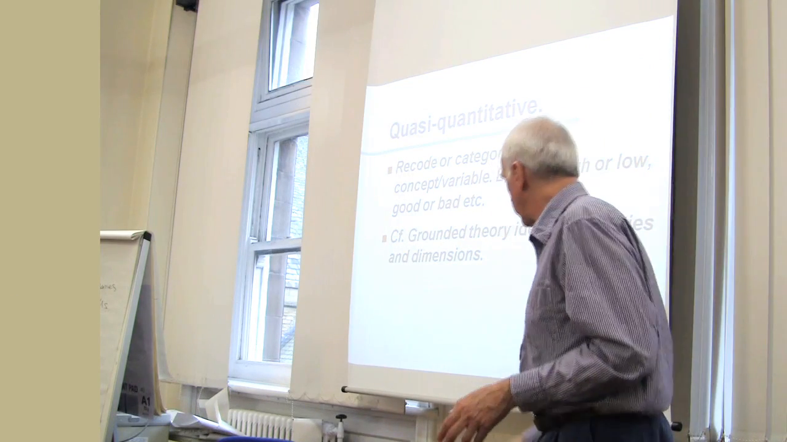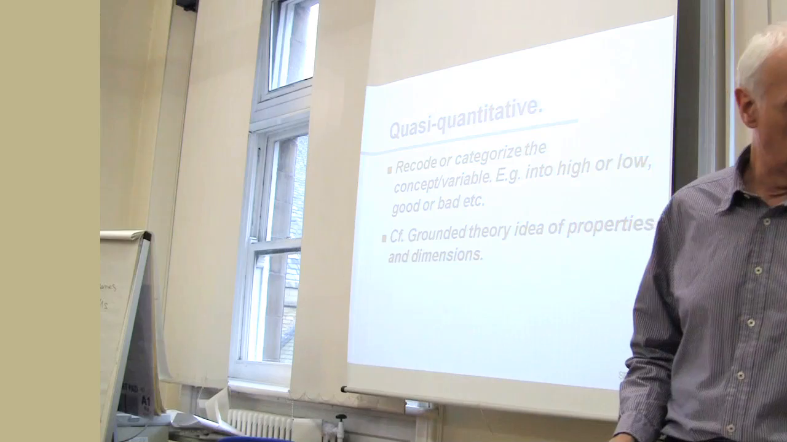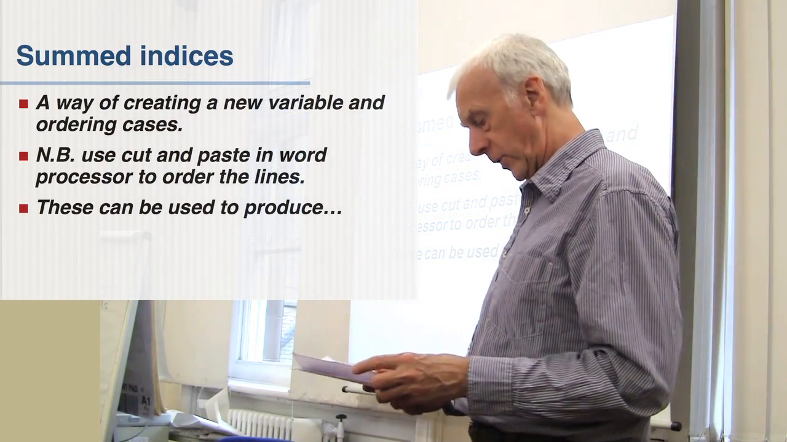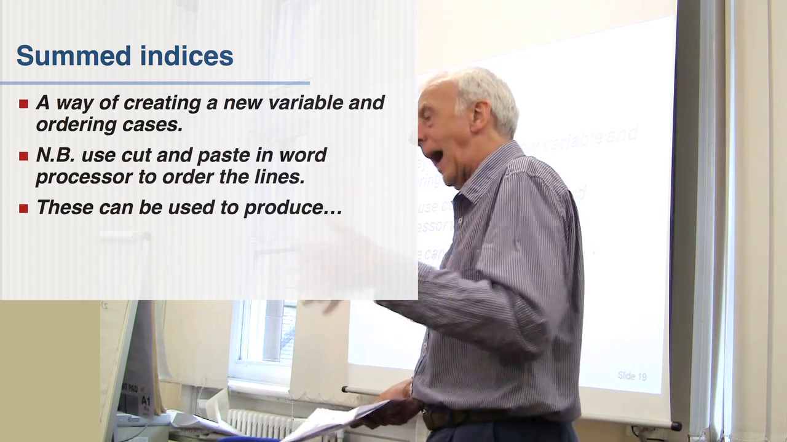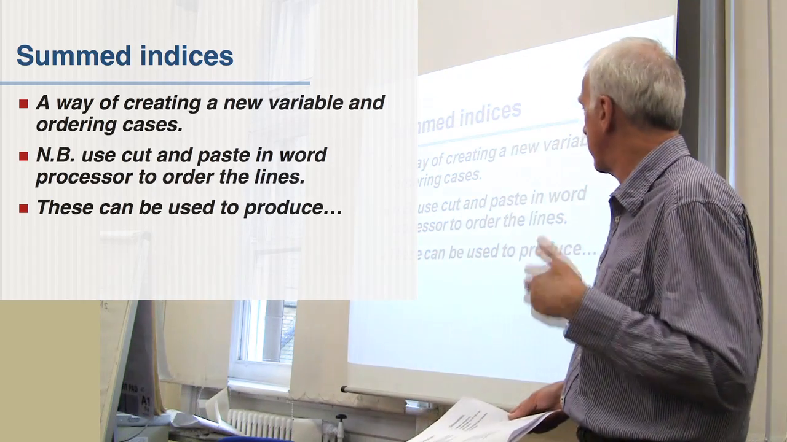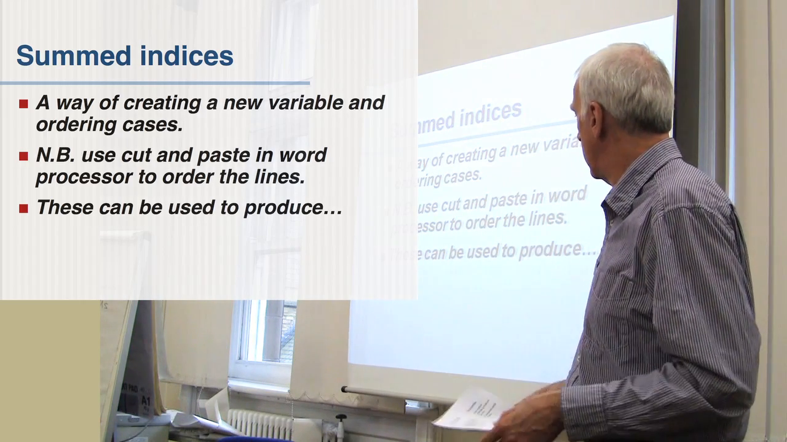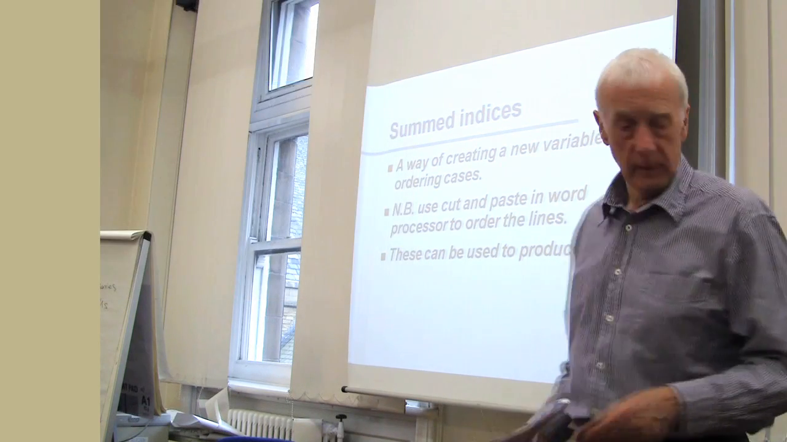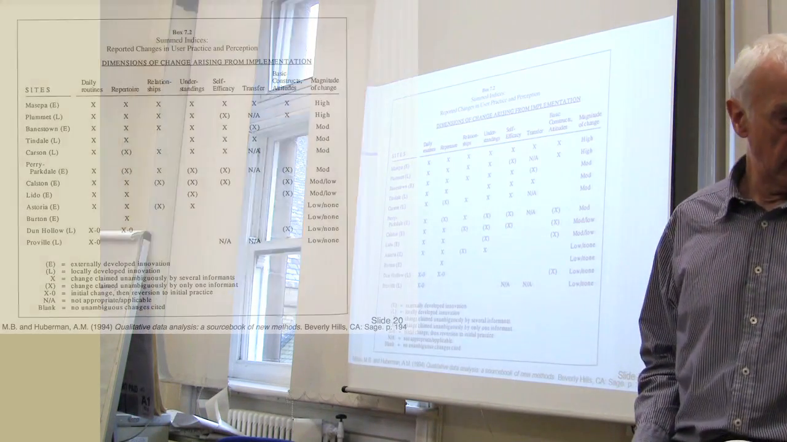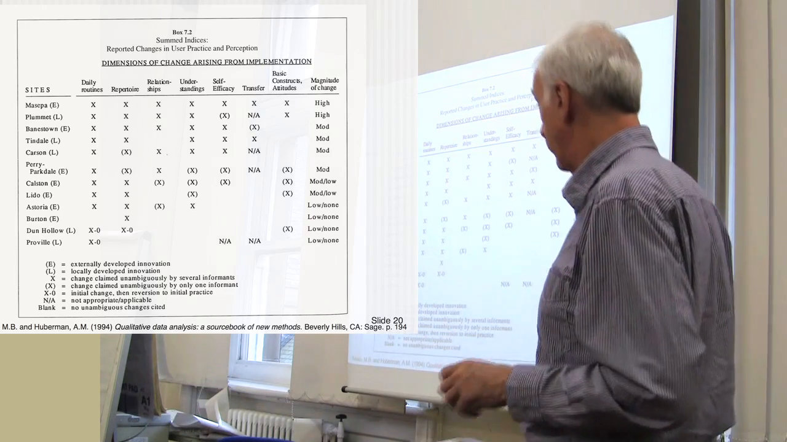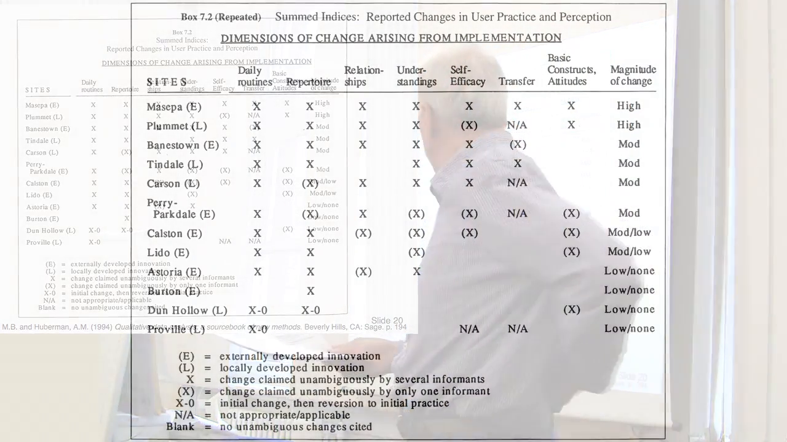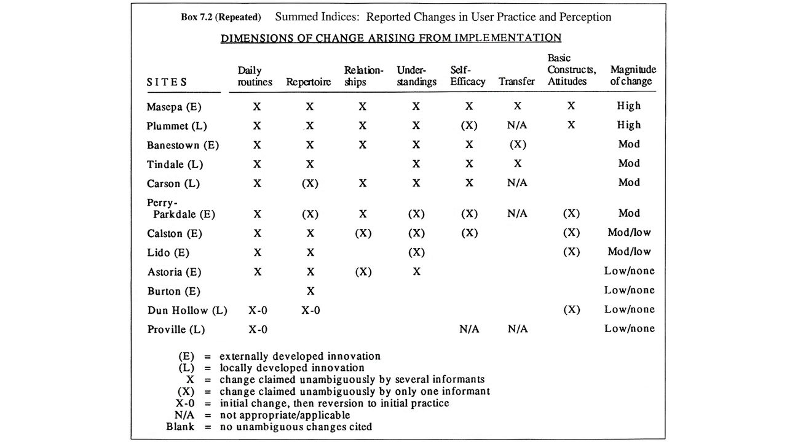So that's what this is about, and Miles and Huberman talk about this and take it a little bit further, talking about summed indices, so that you actually begin to add up these numbers in some way to produce these kinds of measures. I've said this about using a process to order the lines. But here are some examples of what they produce. This is one from Miles and Huberman, quite a complex table, which is why I did the printout partly, so you can see what's on there.